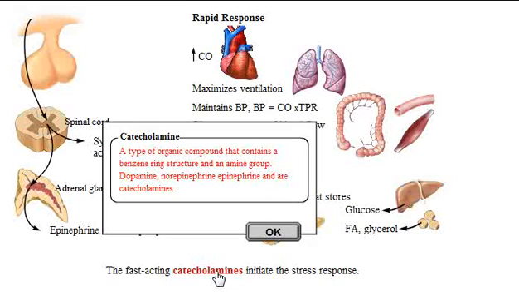Now, when I don't understand a word, catecholamines is one of those words that I had trouble remembering what it was, but it's a type of organic compound that contains a benzene ring structure and an amine group. Dopamine, norepinephrine, epinephrine are catecholamines.